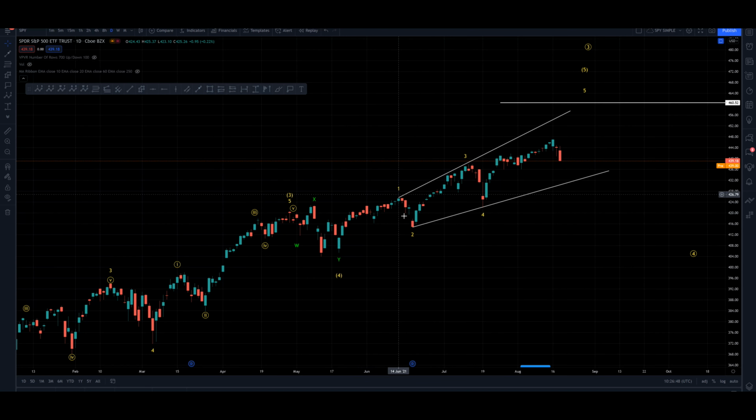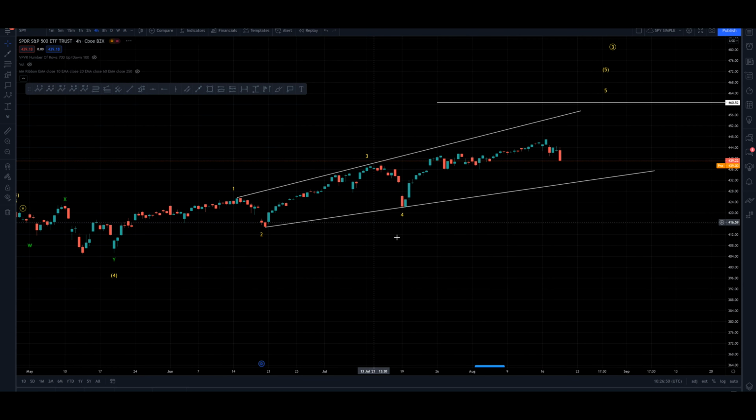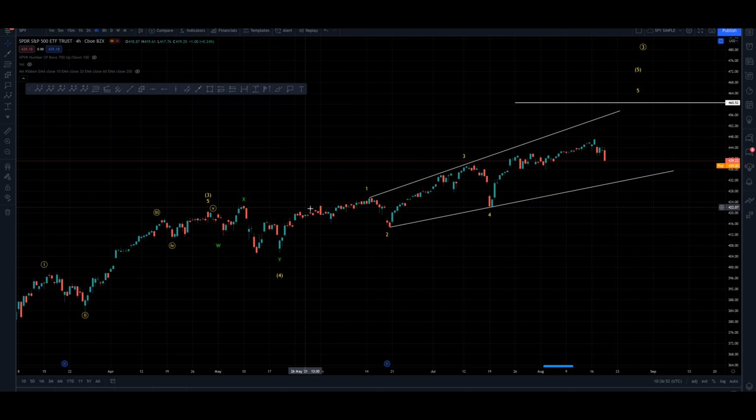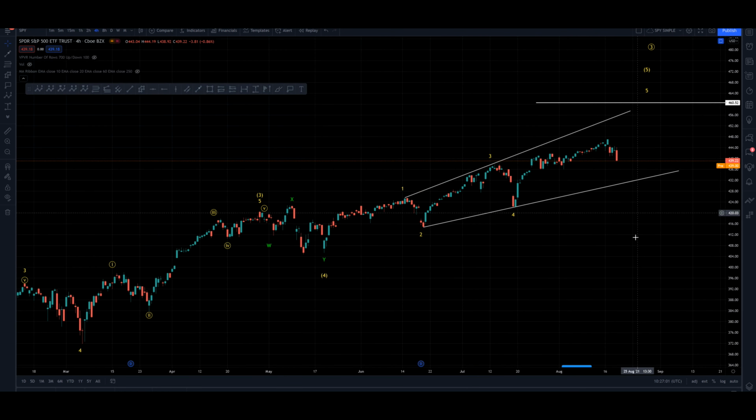So all of these can be counted as zigzags. 3 wave move into a 1, 3 wave move into a 2. If we just come down to a smaller time frame for a minute, 3 wave move into 1, 3 wave move into a 2, 3 wave move into a 3, 3 wave move into a 4, and 3 wave move into what could be the 5th wave.